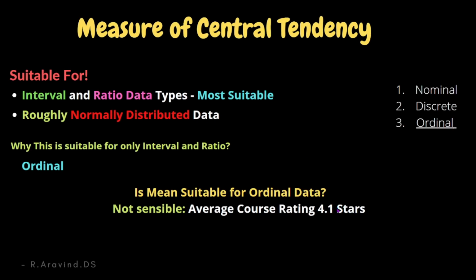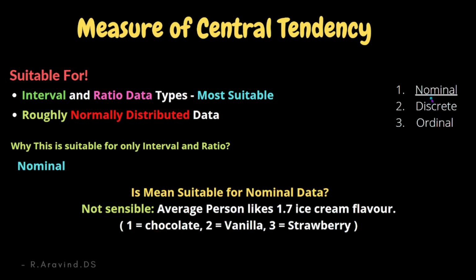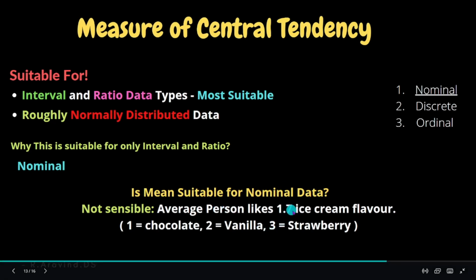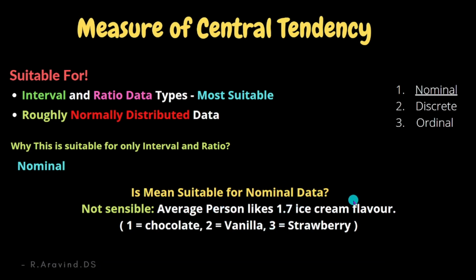Let's go to the next thing. We have discussed discrete and ordinal. We have nominal, right? So we will go for nominal. Same question: is the mean suitable for the nominal data type? Same thing, it is not sensible actually. So the average person likes 1.7 ice cream flavors. So 1.7 is the average value.